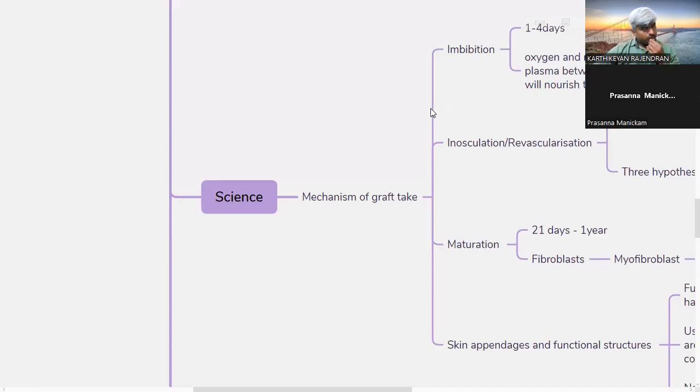Hello, one and all. Today we have the second part of skin grafting.